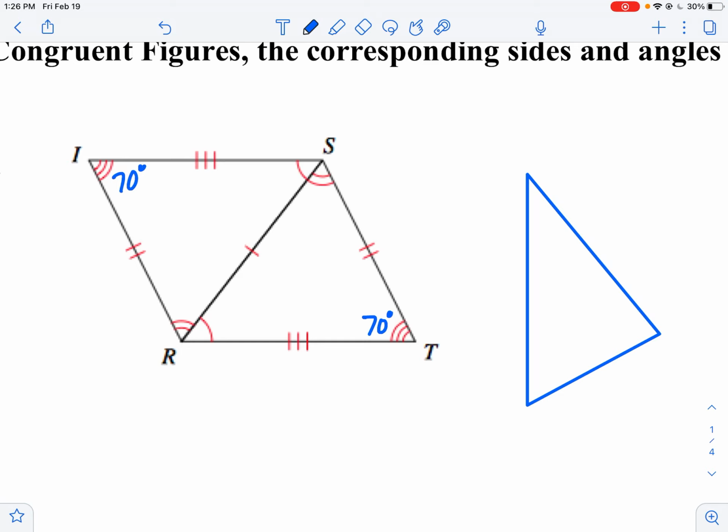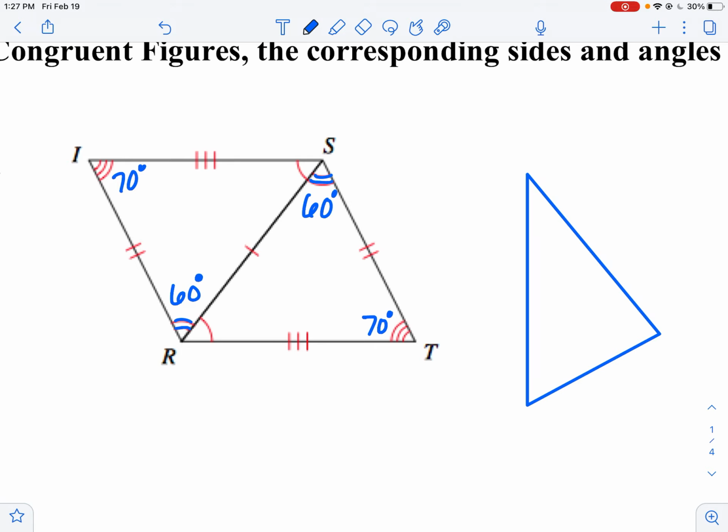Okay, what if I said R was 60 degrees? So if R is 60, then what else would be 60? Well, look at your figure here. I have 2 marks here. Where else do I have 2 marks? Here at S, I have 2 marks. So that angle at the vertex S would also be 60 degrees.